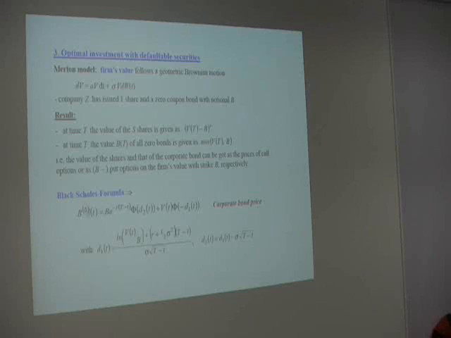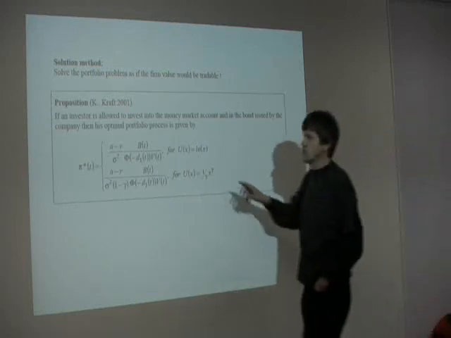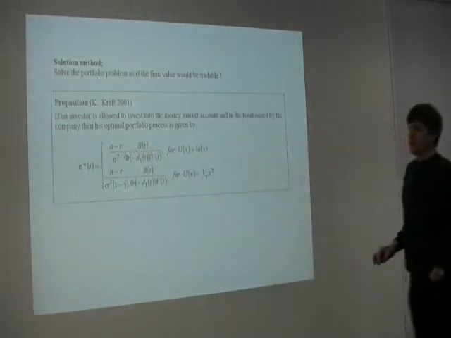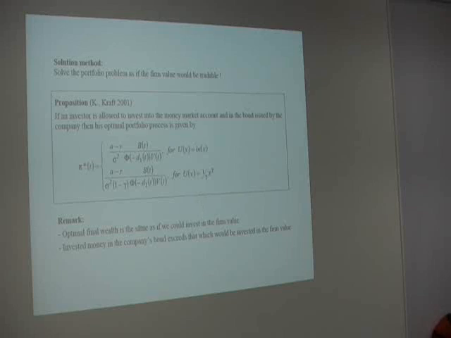Here, the price of the defaultable bond is bigger than that. So this time, it's a bit difficult. This time, we're really leveraging on that. We're investing more in the defaultable bond than we would have if we had invested in the firm value. Again, the optimal final wealth is the same, but the invested money in the company's bond really exceeds the one as if we would be investing in the firm value. So we have a more risky investment there, and that's it.